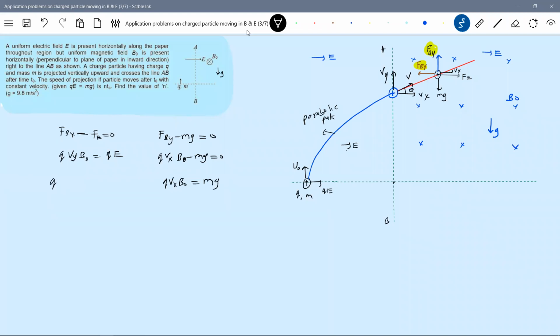What is Vy equal to? V sin theta. What is Vx equal to? V cos theta. Then what is the given thing? Look at this, take help of it. All of you look at this part. Q equal to mg, no? So there's equation 1, there's equation 2.